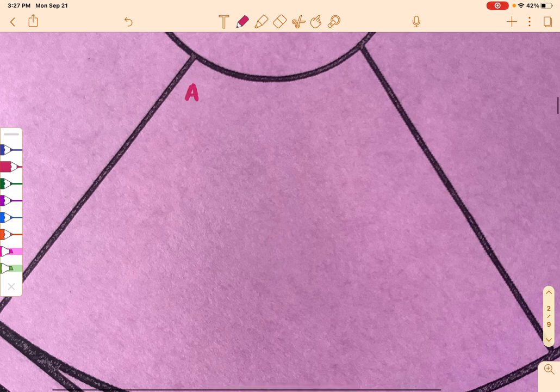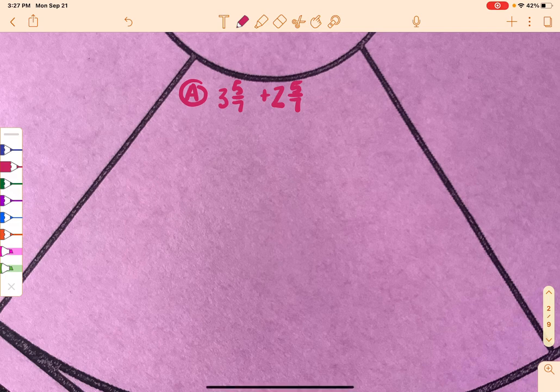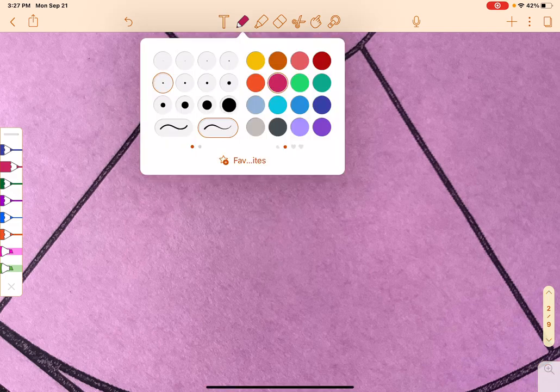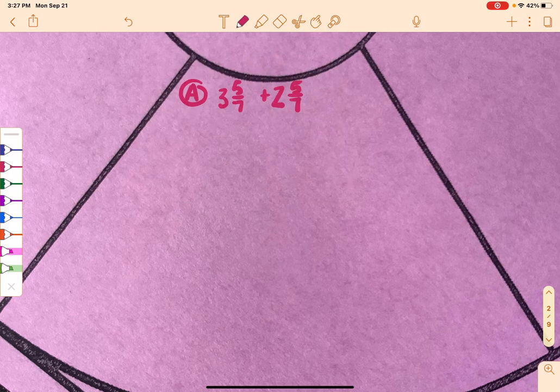So here's my first one. It's 3 and 5 over 7 plus 2 and 5 over 7. Now, as we've talked about before, there are lots of ways to do these problems. I'm going to go through the way that most students benefit from, but remember, there's almost always more than one way to do these. The big thing for us is because these are mixed numbers, we're going to have to make them improper in order for this to work.